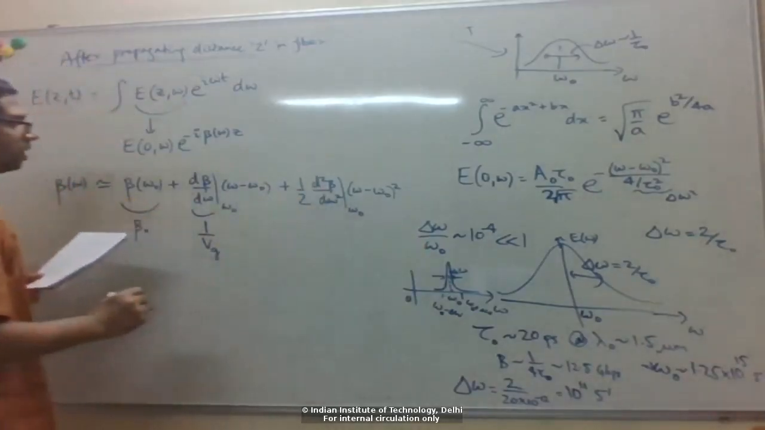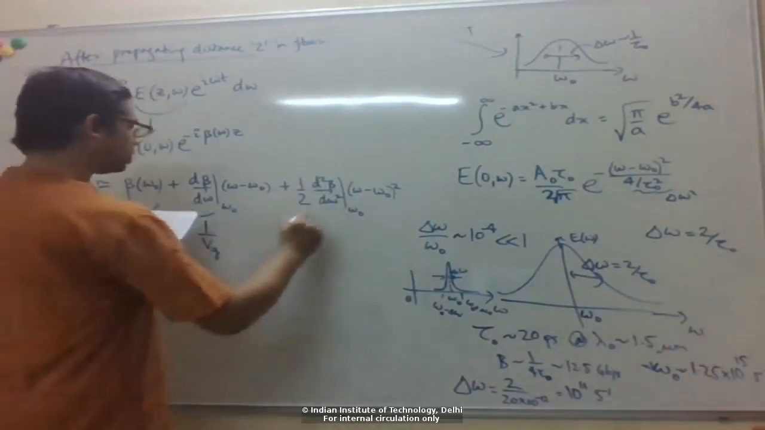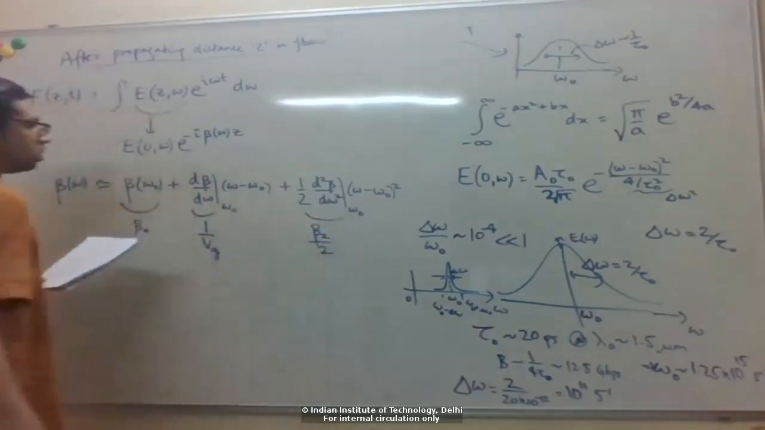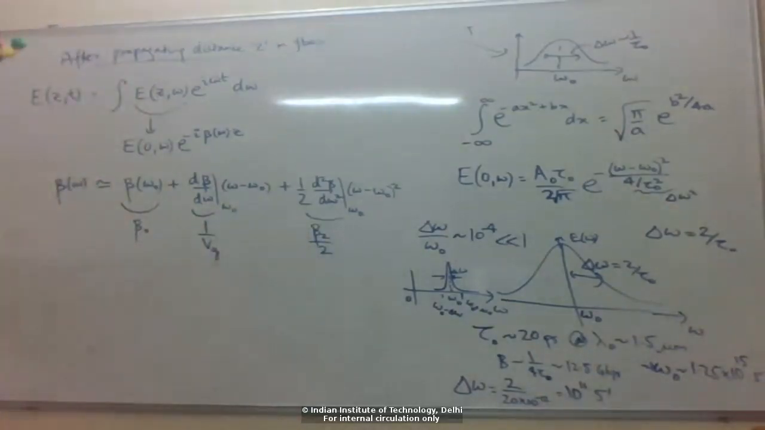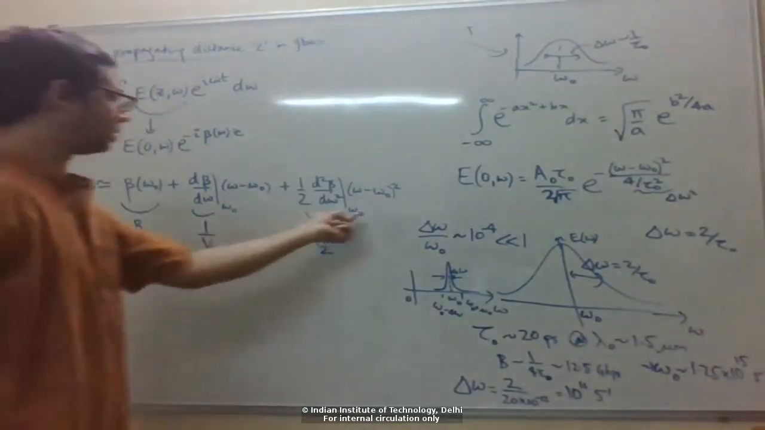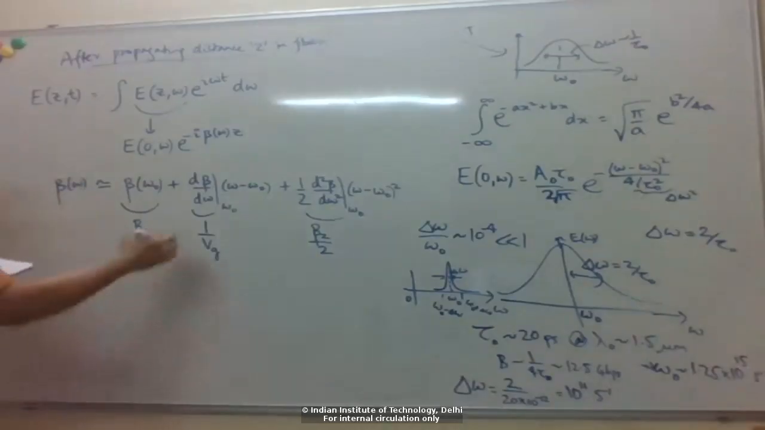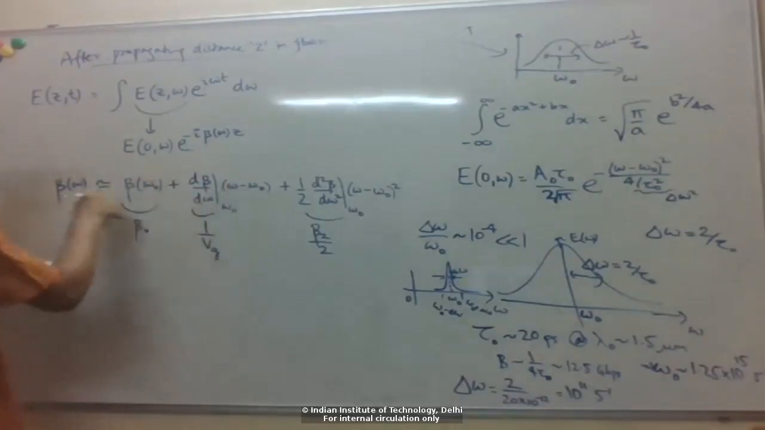And now here we have the second derivative, right? So this is beta 2, the GVD constant, again evaluated at the center frequency. Okay, so basically we plug this Taylor expansion approximation for beta omega into here.